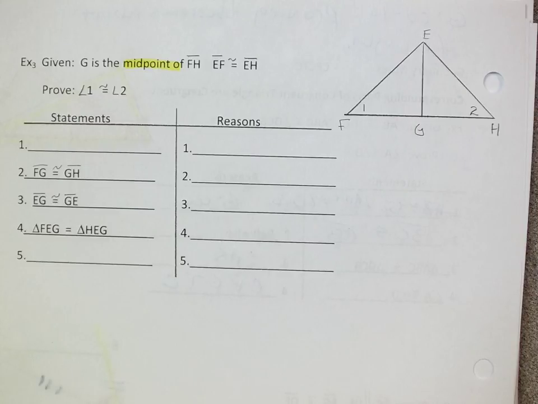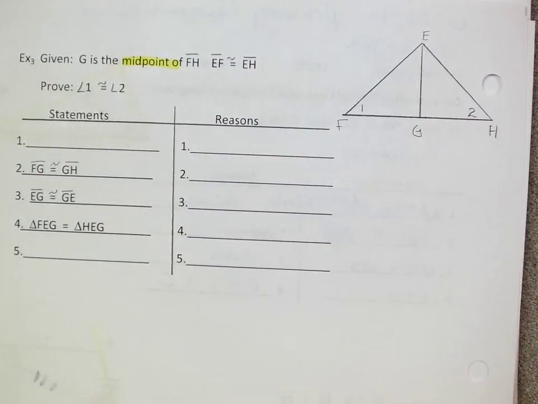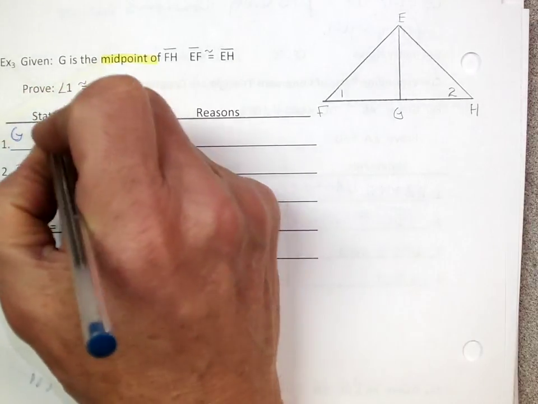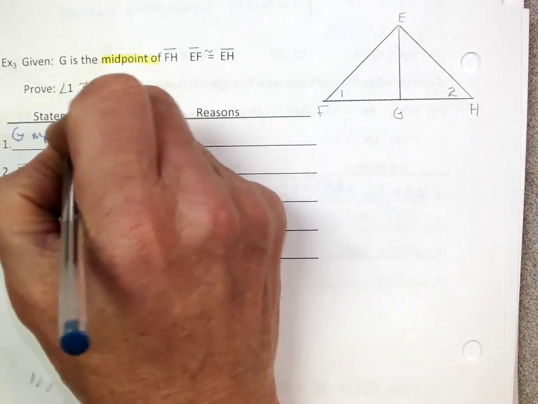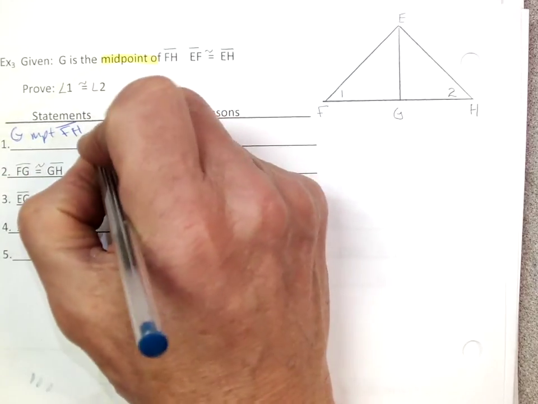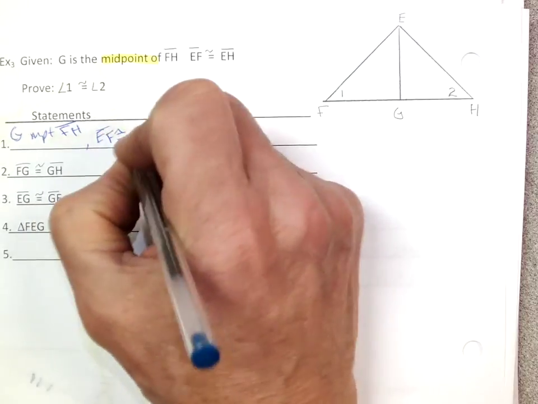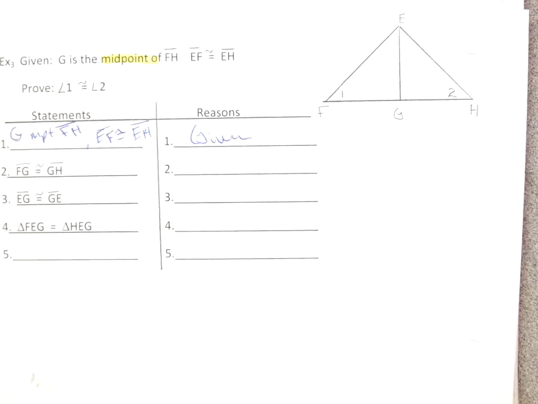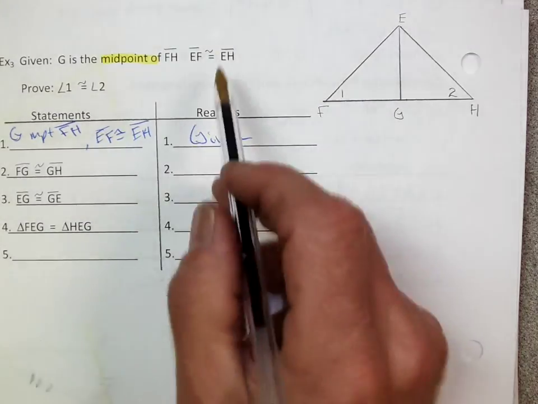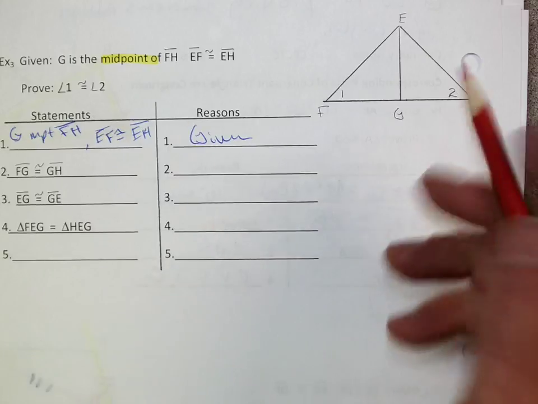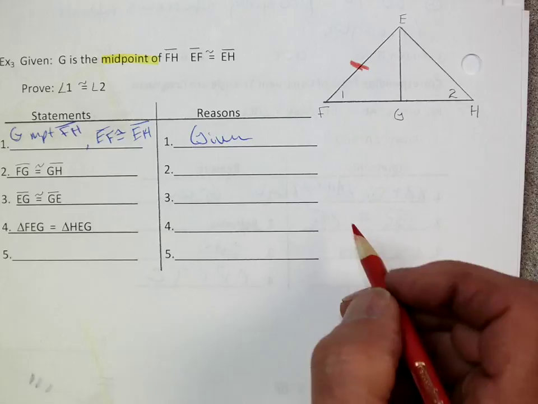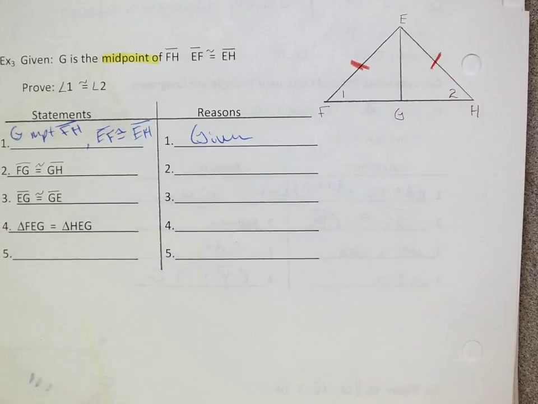So, midpoint. So first of all, right off the bat, let's do this. G is the midpoint of FH. Let's go ahead and write that down. My given: G midpoint of FH. And I'm going to write EF is congruent to EH, okay? Given, right? All right, now let's mark my figure so I do know that EF is congruent to EH. Okay, I got that, all right?